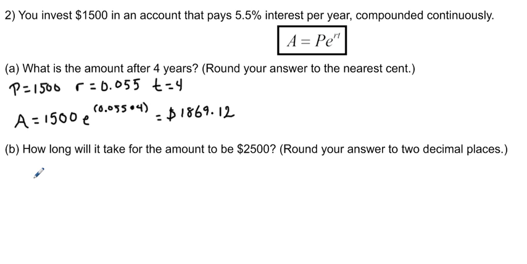So we're going to still use the same equation. We're going to write 2,500 equals 1,500 times e to the 0.055t. So the first thing we want to do is get the t, of course, by itself, and in order to do that, we're going to divide both sides by 1,500.